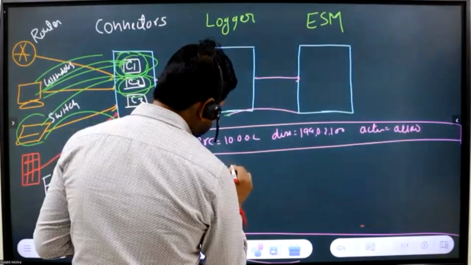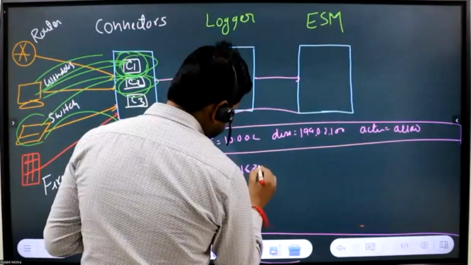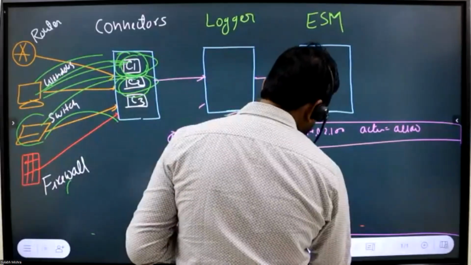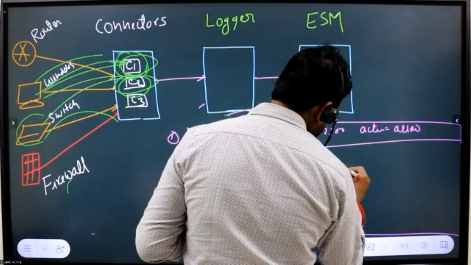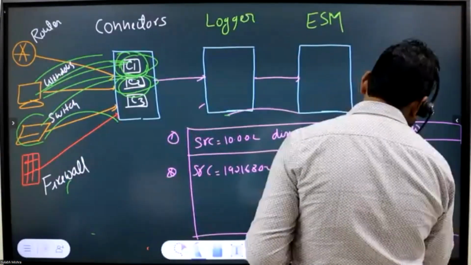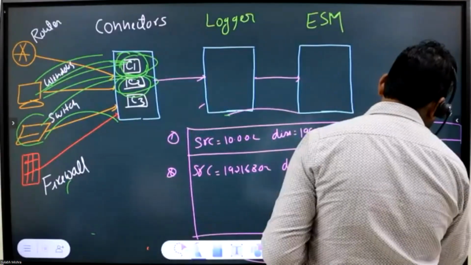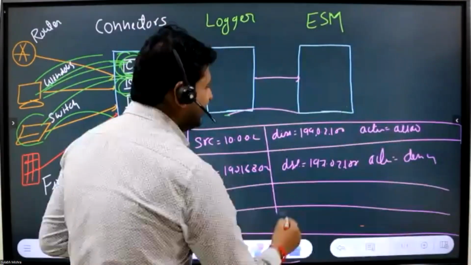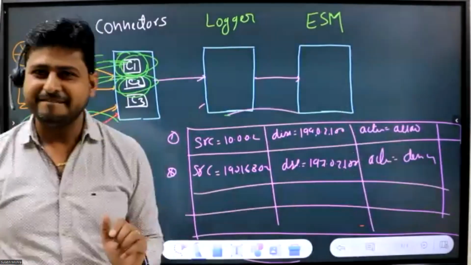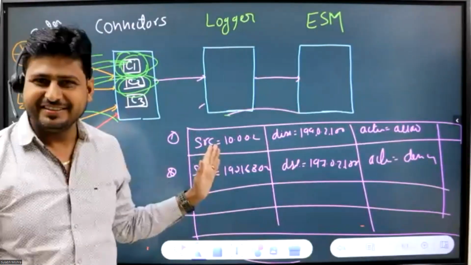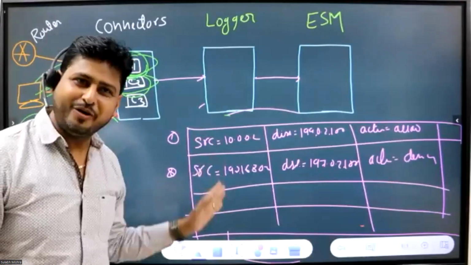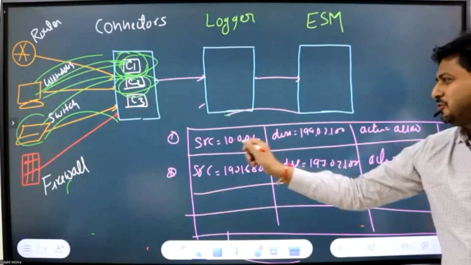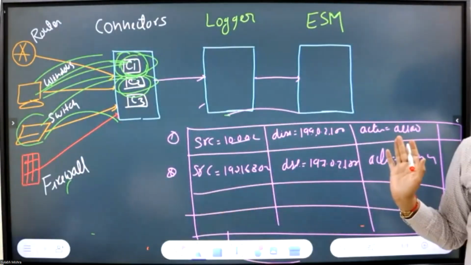SRC is equal to 192.168.0.2, DST is equal to 197.0.2.100, action is equal to deny. So you can see it here. If logs are coming in this format, it is better, right? Now you can identify a proper breakdown of the logs into multiple columns. You can see one log here to here, and you can see proper source, DST, and proper format. Yes or no?